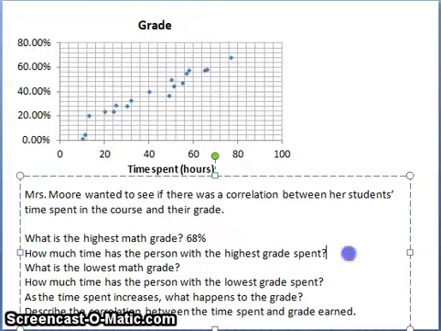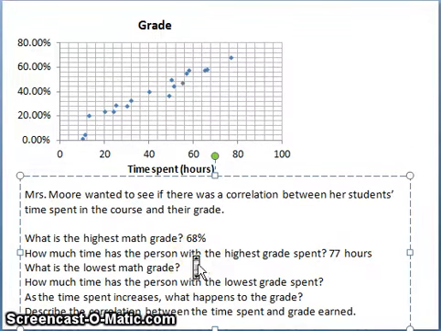Okay. How much time has the person with the highest grade spent? So I'm going to look down here and do the same thing. 60 to 80. 1, 2, 3, 4, 5 blocks there. Okay, so that means that, again, each one is worth 4. So, I'm going to look at this. Okay, 64, 68, 72, 76. So 76 and 80, that looks like it's about 1/4 of the way through. So that would be about 77. So how much time? 77 hours.